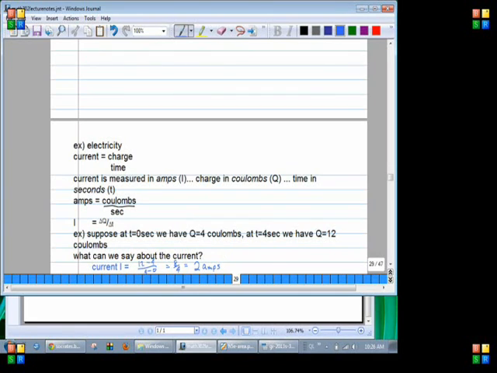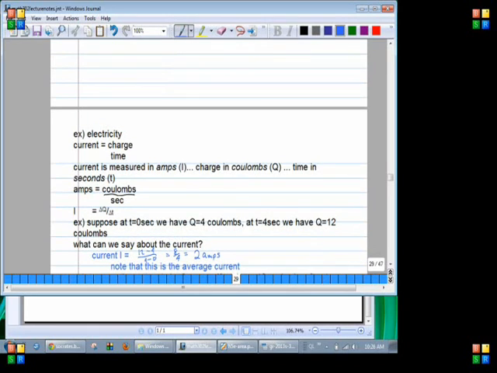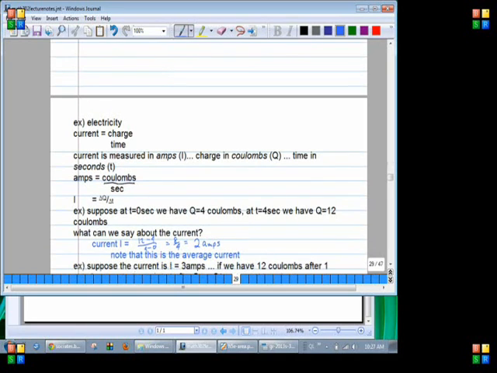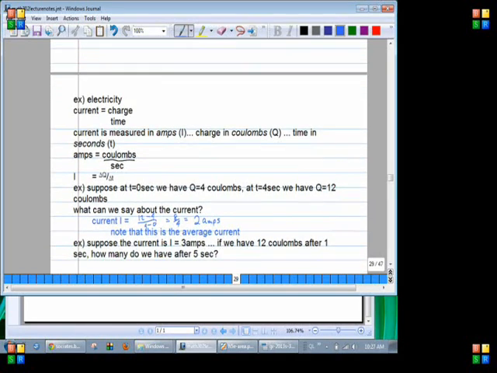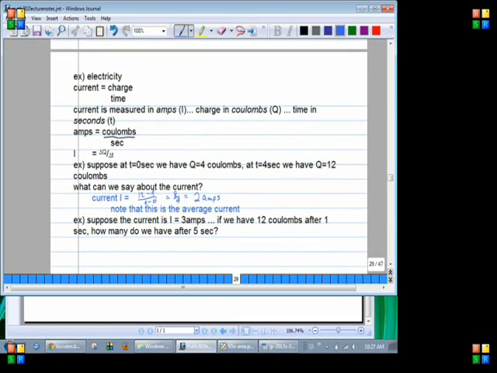Now, of course, what have we done? If you think just in terms of pure math, we took 2 points and calculated a slope. So also remember what that means. This means that what you're calculating is an average current. So we wouldn't necessarily know if it was exactly 2 amps the entire time. Okay. So now suppose the current is 3 amps. If you have 12 coulombs after 1 second, how many do you have after 5 seconds? So how do we do this?